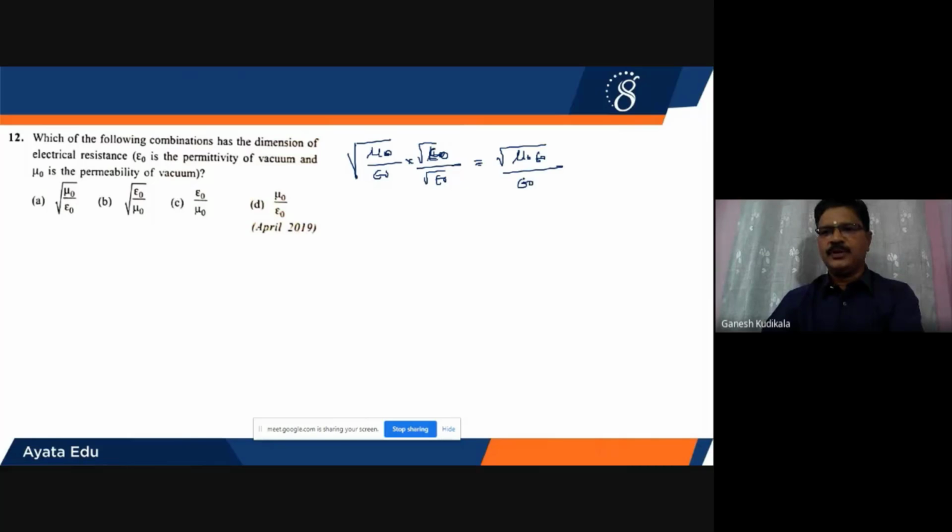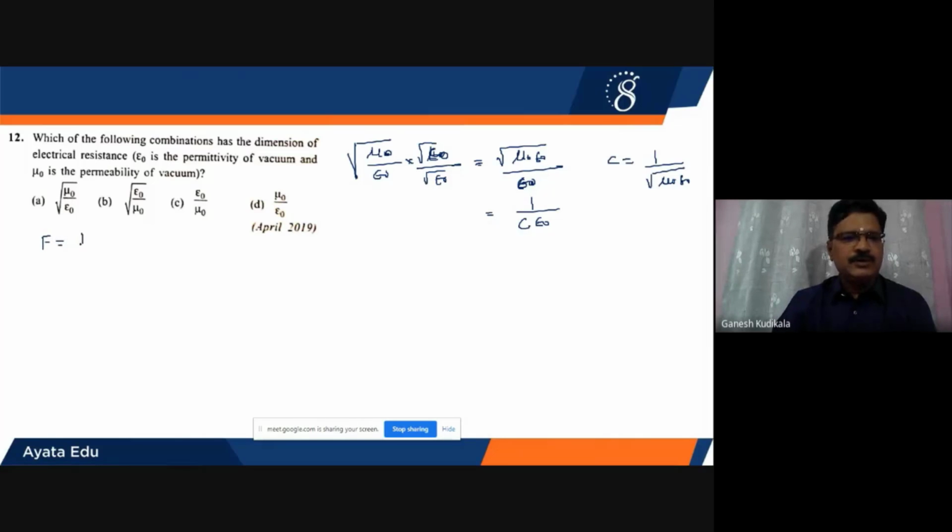As we know, the speed of light c in air or vacuum is given by 1 by root of mu naught into epsilon naught. Therefore this value becomes 1 by c into epsilon naught. To get the value of epsilon naught, let us use the formula for force. F is equal to 1 by 4 pi epsilon naught, Coulomb's inverse square law in electrostatics, Q1 Q2 by R square. Therefore 1 by 4 pi epsilon naught is F R square by Q1 Q2, and 4 pi is a constant, so we won't use it.